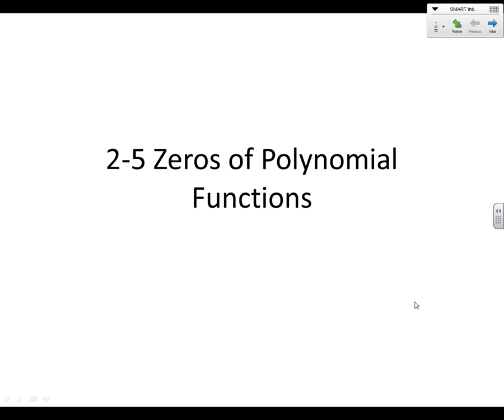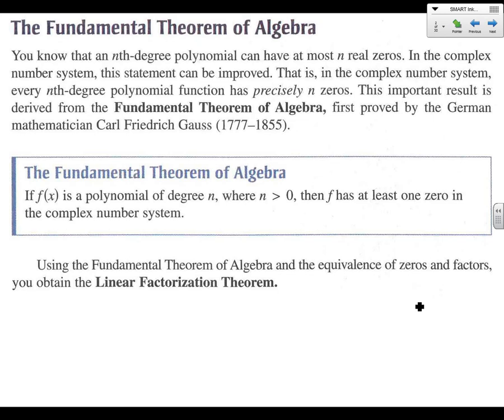Alright, section 2-5 is all about the zeros of polynomial functions, and just as a refresher, the zeros are all the places, 1, 2, 3, 4 in this example, where our graph crosses the x-axis. And so that's our task today, to find all of those places. Not as easy as it might seem if we're just looking at a graph. A lot of things going on here.